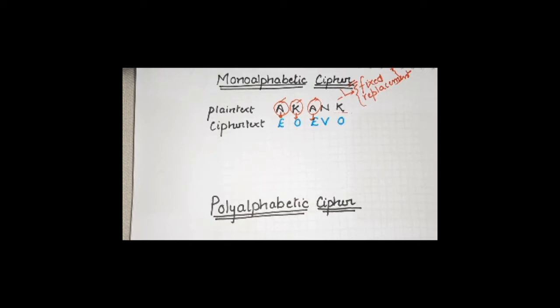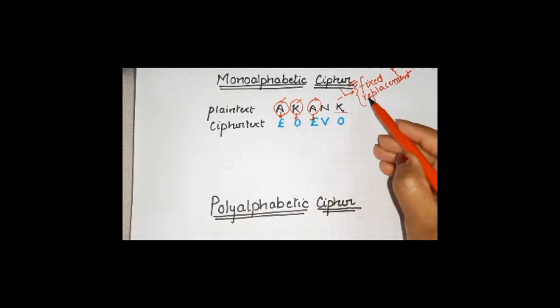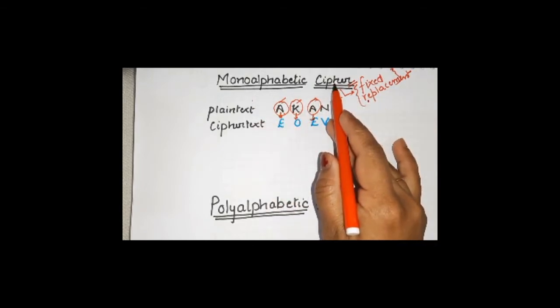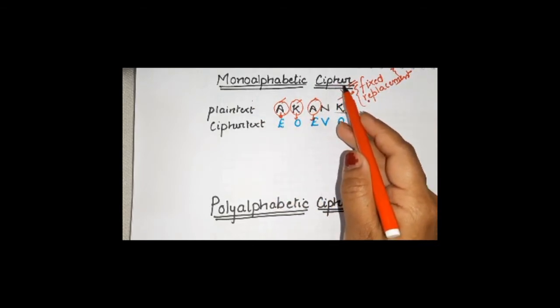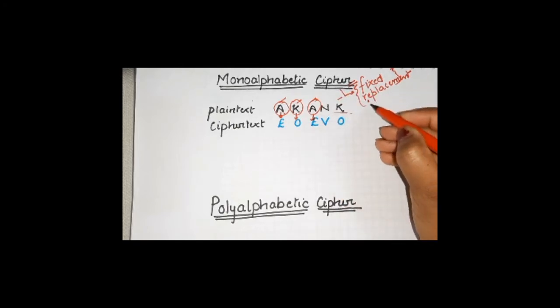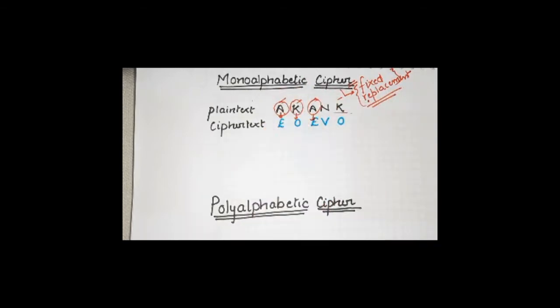Now, when you see the fixed replacement structure of monoalphabetic cipher, this is a weak point. When I say fixed replacement structure, this is going to be the weakness of monoalphabetic cipher.